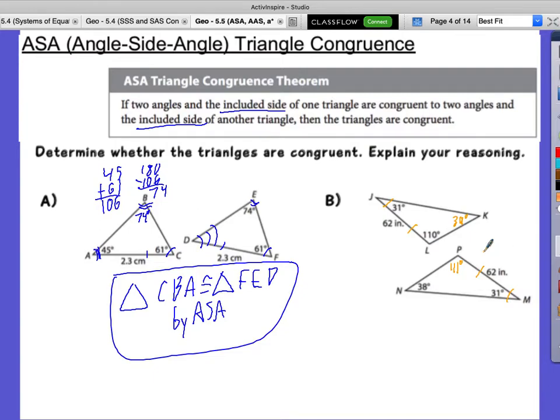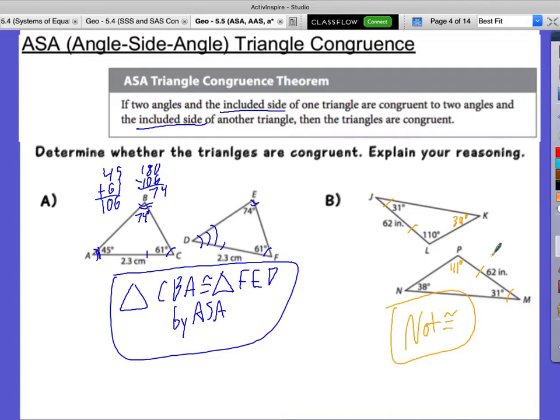No. So we don't have to say not enough info. We can say they're not congruent because those angles aren't congruent. So not only do we not have enough info, they're actually not congruent. We have enough info to say they're not congruent at all because corresponding angles are not congruent.